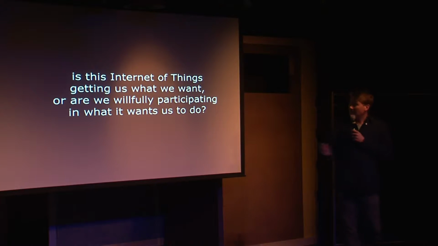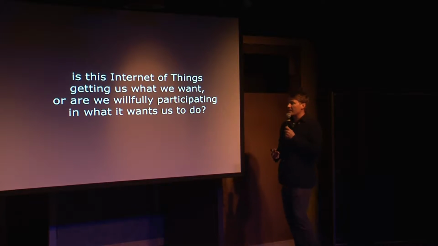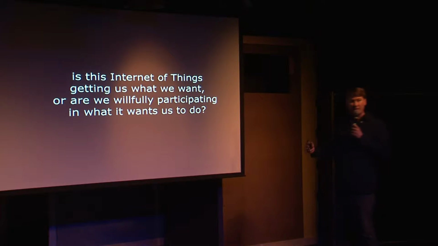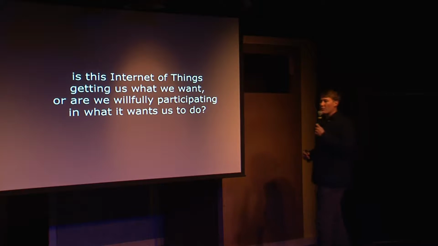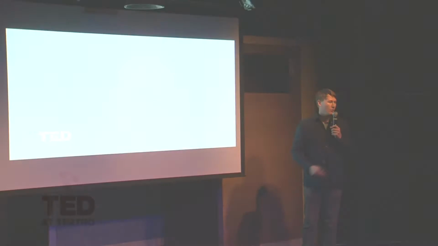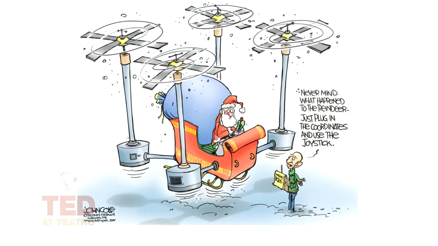So this question, I hope it will stay up a little bit longer. Is all of this Internet of Things, this interconnectedness, getting us what we want, or are we willfully participating in what it wants us to do? I see these competing brains. That's why I showed you the visualization. We have the internet brain and the human brain. And anybody who's watched Netflix and it says what it wants you to watch next, or Pandora, or any of these algorithm programs, you might have a sense of whether you're controlling it or it is controlling you.